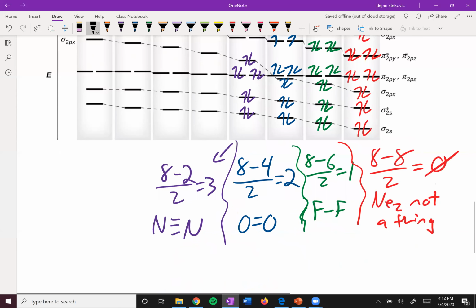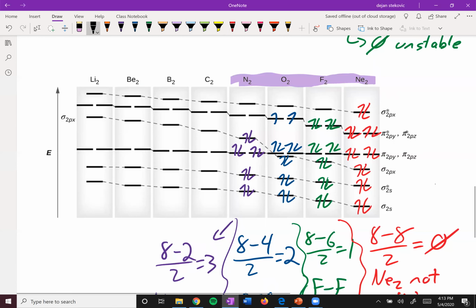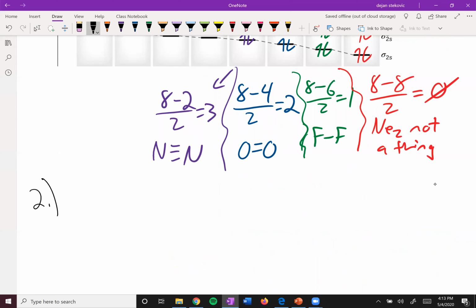So you can see here how it agrees with our Lewis structure, and they both predict the same thing. So you're thinking, why would I use MO theory when Lewis structure is doing just as well? Well, let's take a look at another property, magnetism.